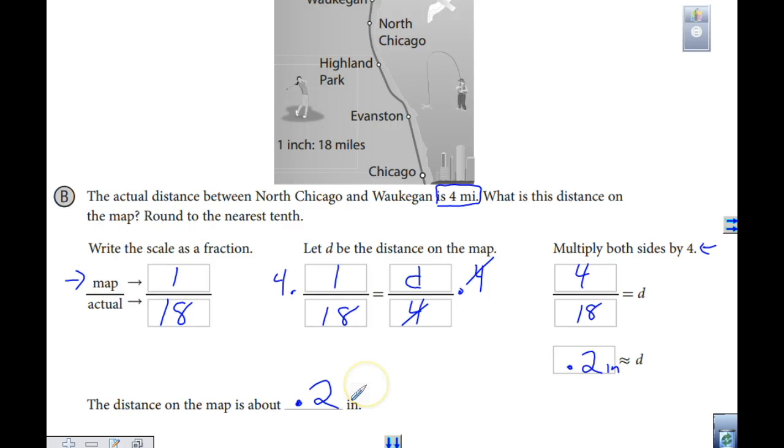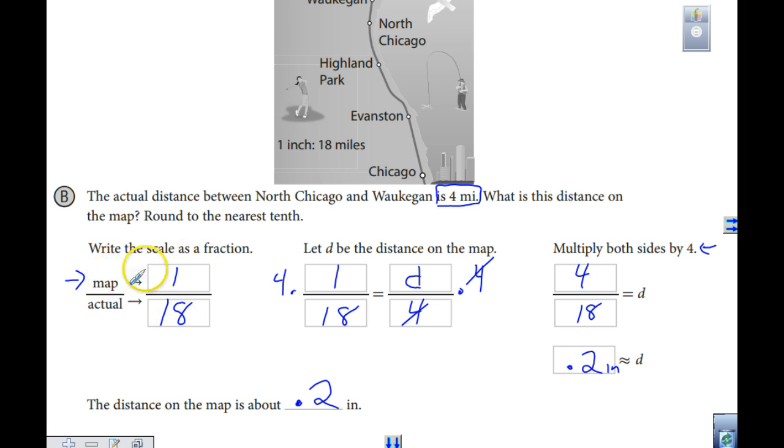So does that make sense? Yeah, if 1 inch is 18 miles, 4 miles we expect to be less than an inch because it's a shorter distance. So if it goes down from 18 to 4, you see how it gets lower. You expect to see that here. This number has to be less. 0.2 is less.